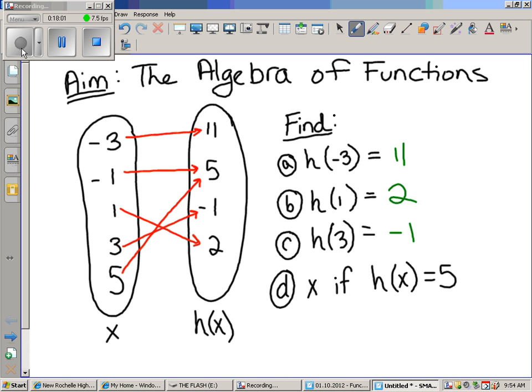And now here's the tricky part. If h of x is equal to 5, how much was x? Let's trace it back. If h of x is equal to 5, then what was the x value that went to it? Oh, 5. A good call. I missed that one. Or it could have been -1. Good call, Brandon.